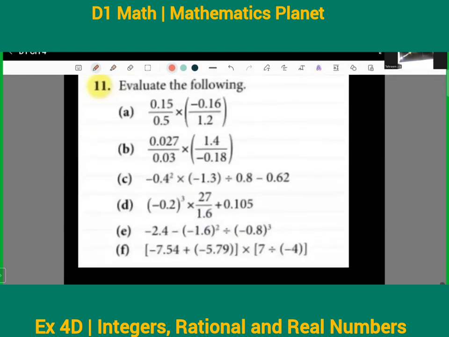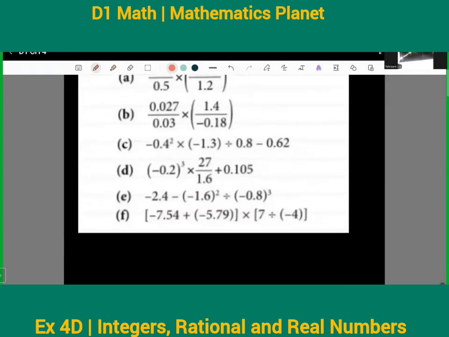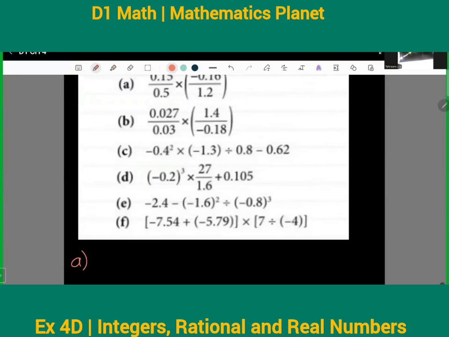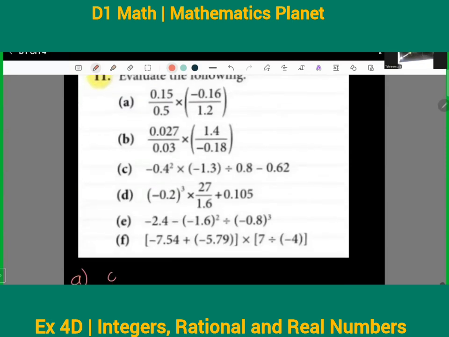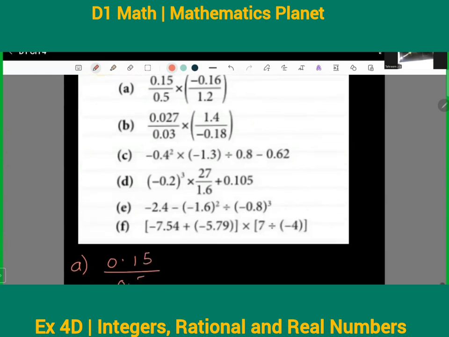Okay, now the next question is multiplication and division. We have already done these questions in our last lesson too. So 0.15 divided by 0.5 multiplied by minus 0.16 divided by 1.2.